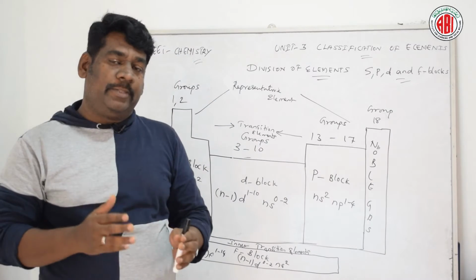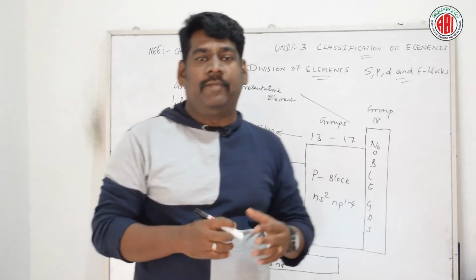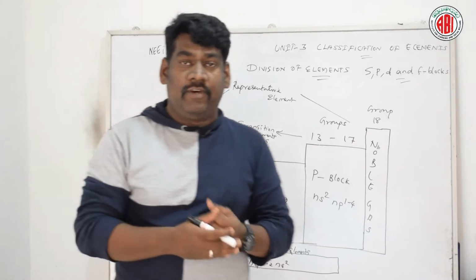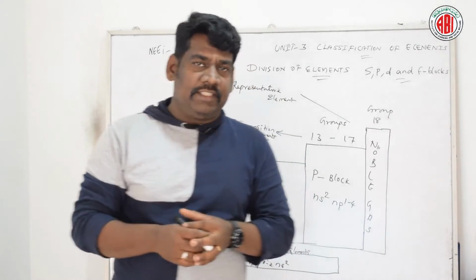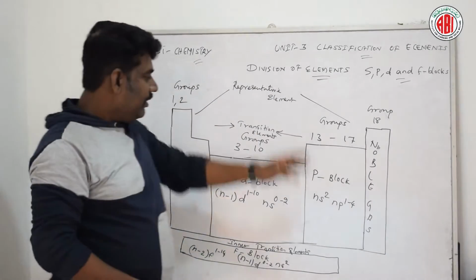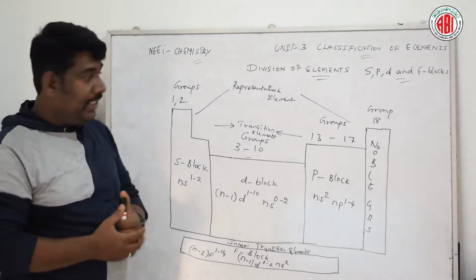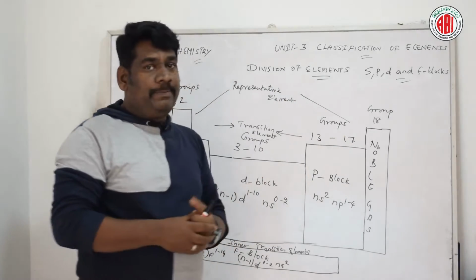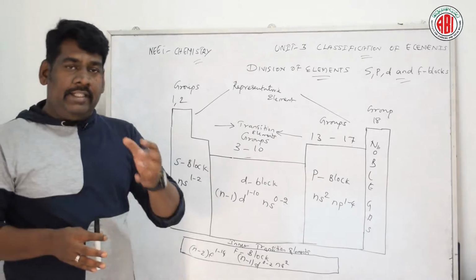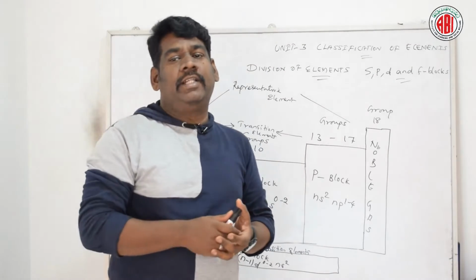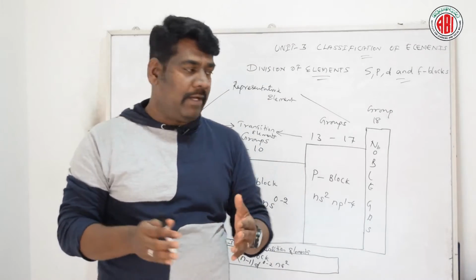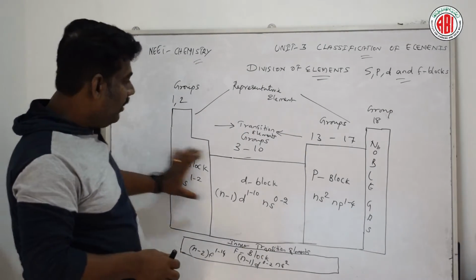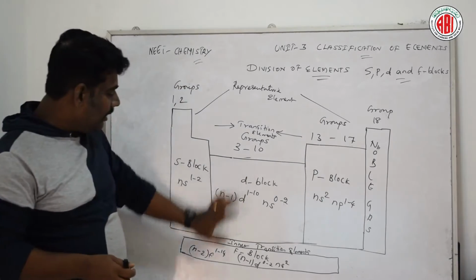How far these S, P, D, F orbitals are making the elements into different blocks in the long form periodic table. Let us discuss in detail. This is the diagrammatic explanation for the division of elements based on SPDF blocks. In the long form periodic table, elements can be divided into four main blocks: S block, P block, D block and F block.